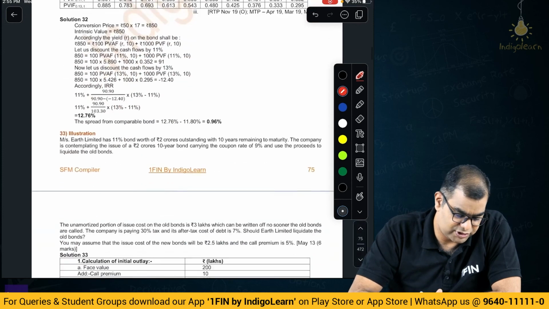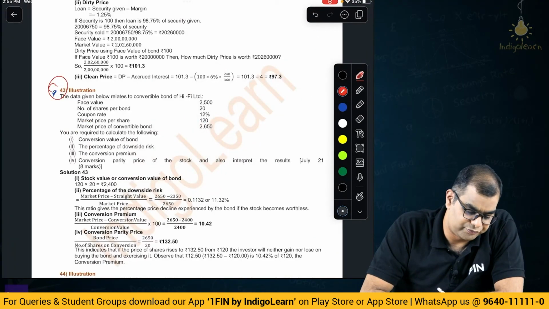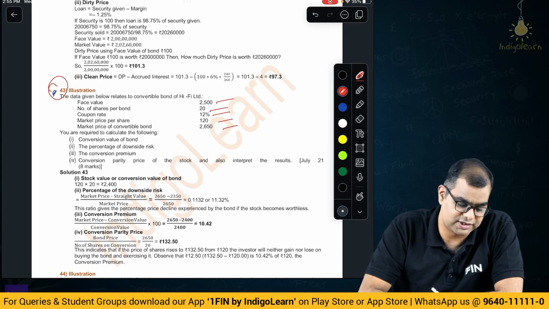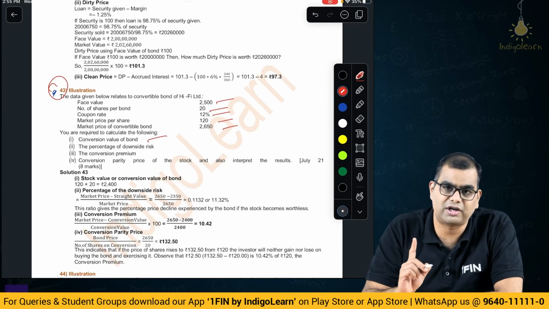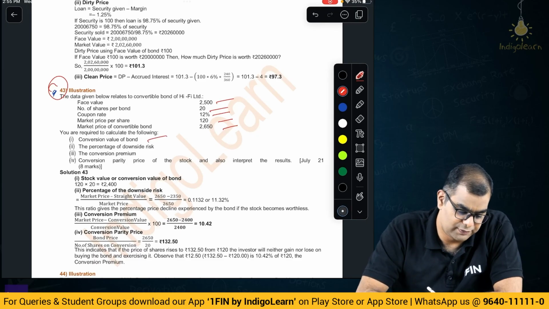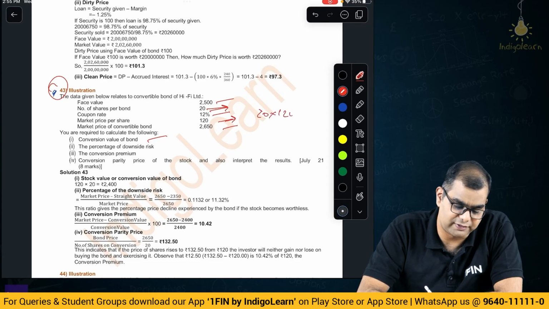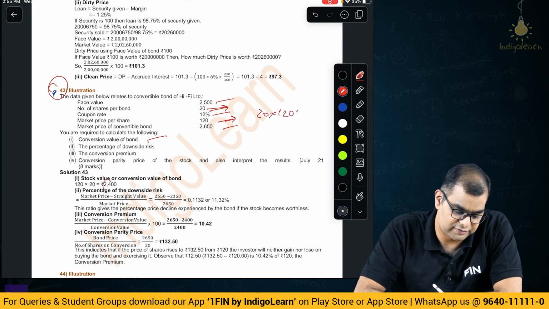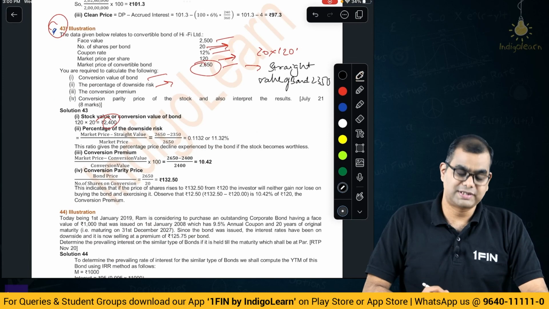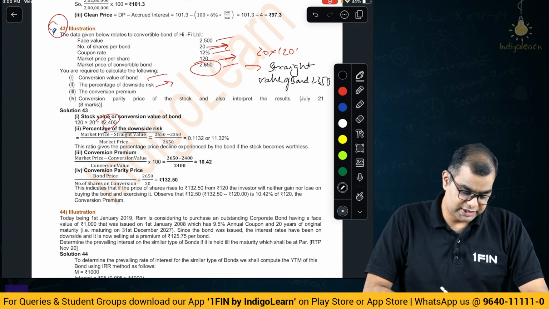Let us look at the next question. Again, very similar question. Face value is 2500, number of shares per bond is 20, coupon rate is 12%, market price is 120, market price of a convertible bond is 2650. What is conversion value? Conversion ratio into conversion price. What is conversion ratio? Number of shares per bond is 20 and market price per share is 120. So 20 into 120 is 2400. Very simple.